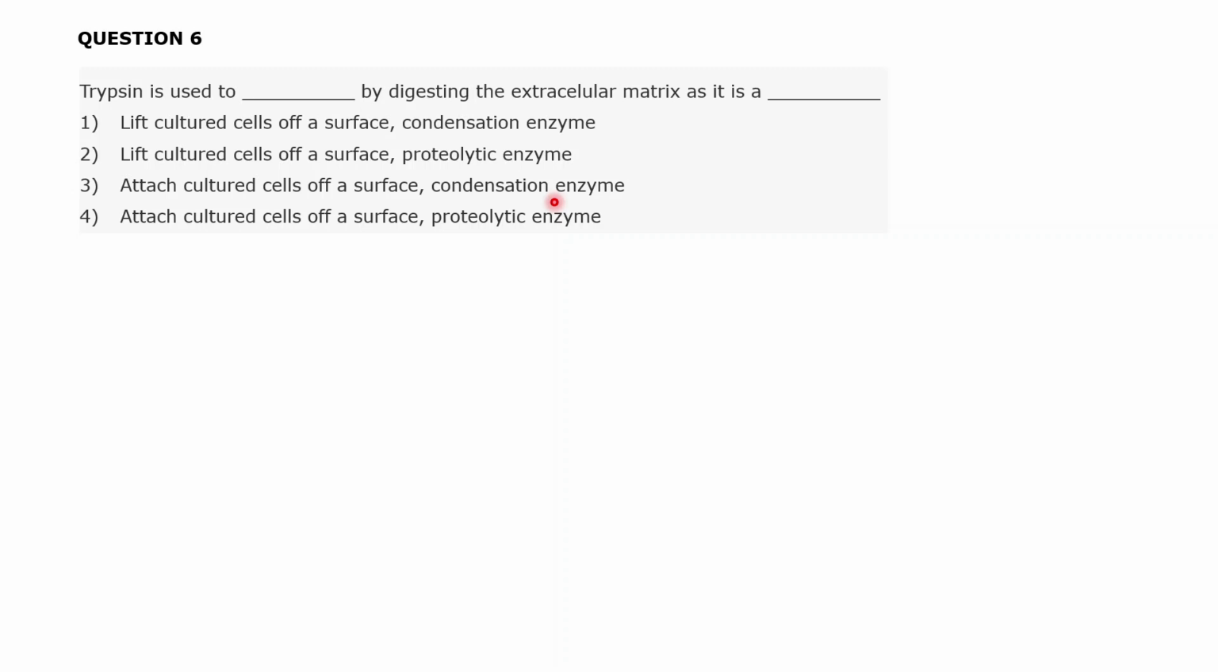Yeah, basically the answer is right. So it actually lifts the cultured cells off the surface. It is a proteolytic enzyme. Not only for cultured cells, but also when you are about to do a cell culture, you need individual cells that are devoid of extracellular matrix. So in that case trypsin is also used, but trypsin, as compared to other proteolytic enzymes like papain or collagenase, is much harsher in nature.